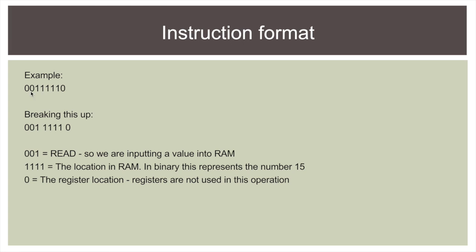Here's an example of an instruction. 0011 1110. If we break that up so that we can read it easier, we can see that 001 is a read operation, which means we're inputting a value. 4 ones would be memory location 15, because that's the value of 15 in binary, and we have 0, which is the register location.